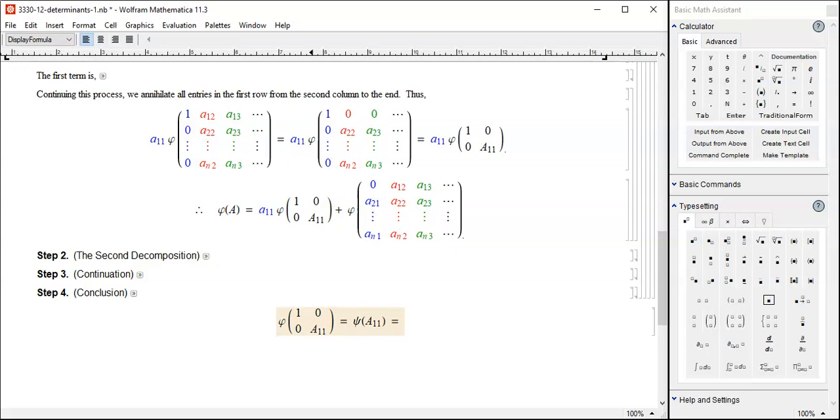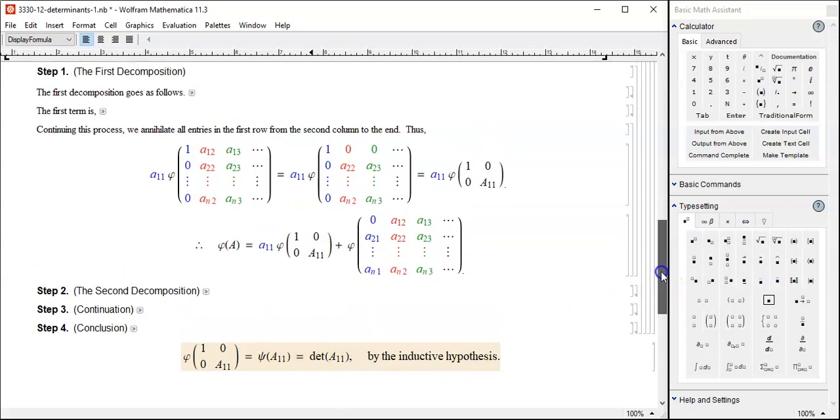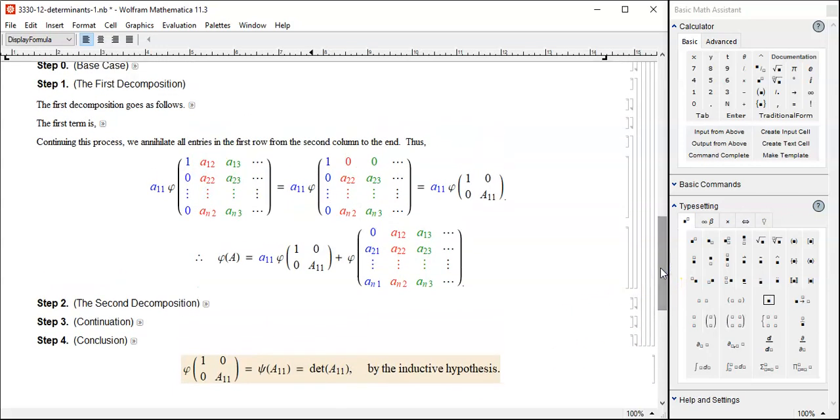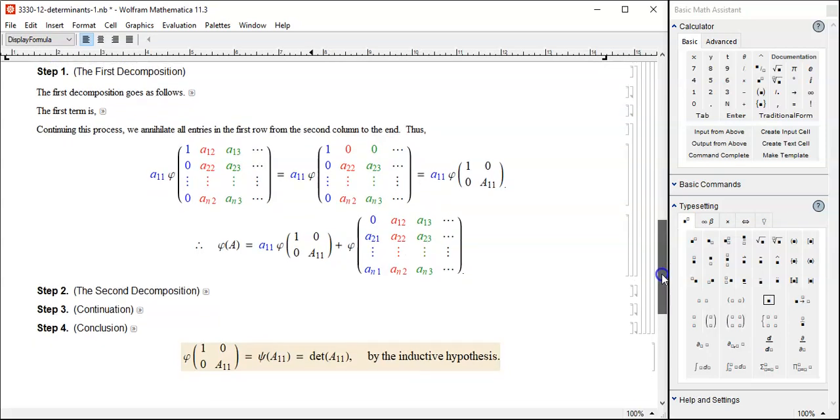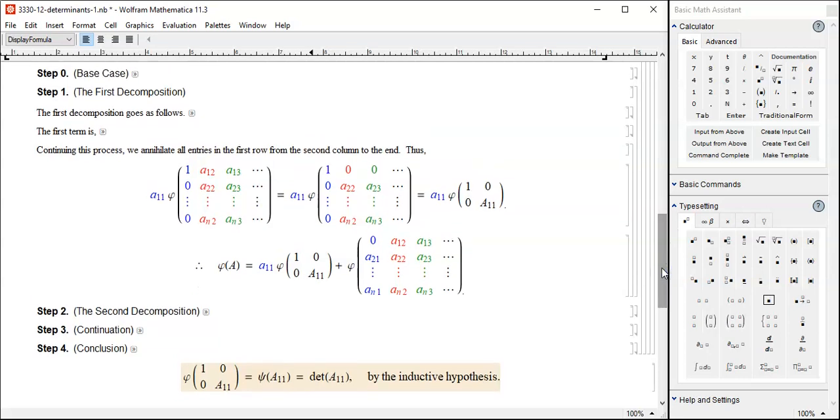And then what's the property? Multilinear, alternating, and the identity property. We have them all. So this is actually the determinant of A11 by the inductive hypothesis. Whenever you have multilinear, alternating, and the identity property, then it's a determinant up to n-1, and that's the inductive hypothesis, and we are now proving for n. So this actually is a determinant.